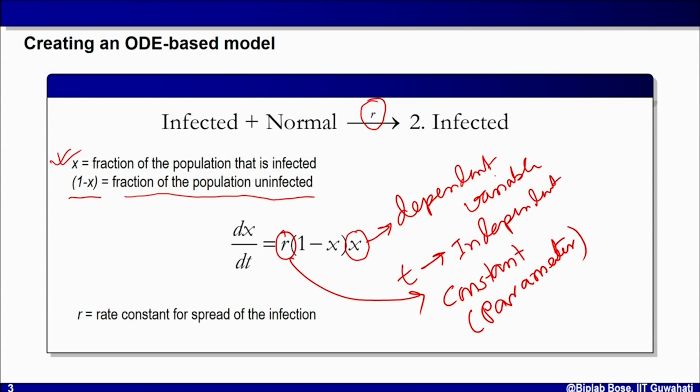Let us see. Our equation is dx dt is equal to r, a parameter, into 1 minus x into x. If I expand this, 1 minus x into x is equal to x minus x square. That means the highest power of x in this equation is 2. So it is not a linear ODE, it is a non-linear ODE. Now once you have this ODE, we will try to use this as a model and try to answer some basic questions.